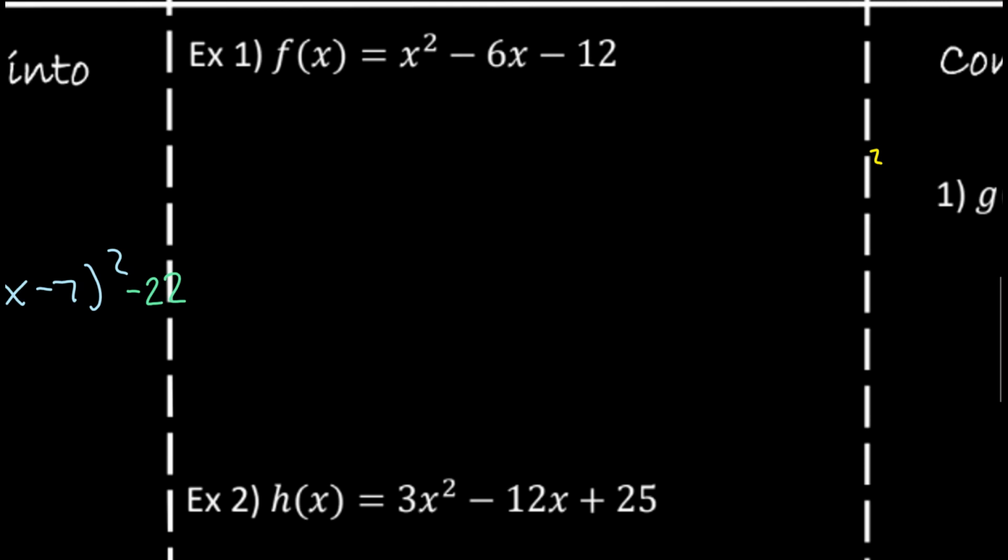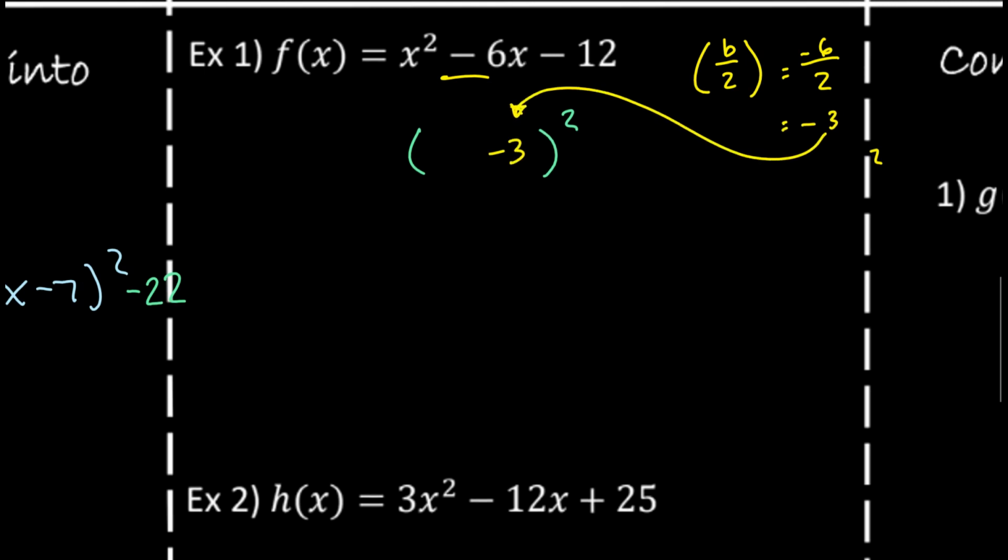What did I do to find what is added or subtracted from x? You take your b value and do what to it? Beautiful. You take it and you divide it by 2. So what is negative 6 divided by 2? Negative 3. So far we have x minus 3 squared.